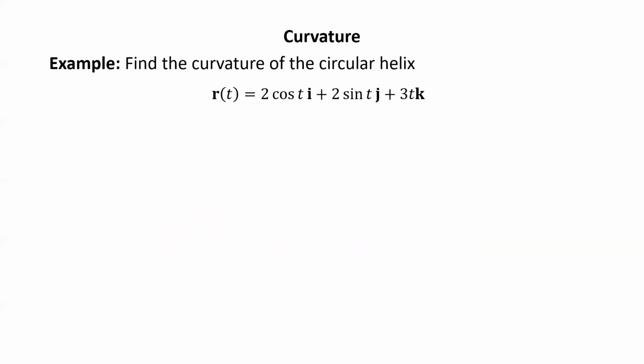Let's try an example involving a vector-valued function. Again, pause the video, try this yourself, and then resume the video. Find the curvature of the circular helix r of t equals 2 cosine t i plus 2 sine t j plus 3t k. This time we're going to use the second curvature formula for vector-valued functions. Let's start by computing r prime of t cross r double prime of t.